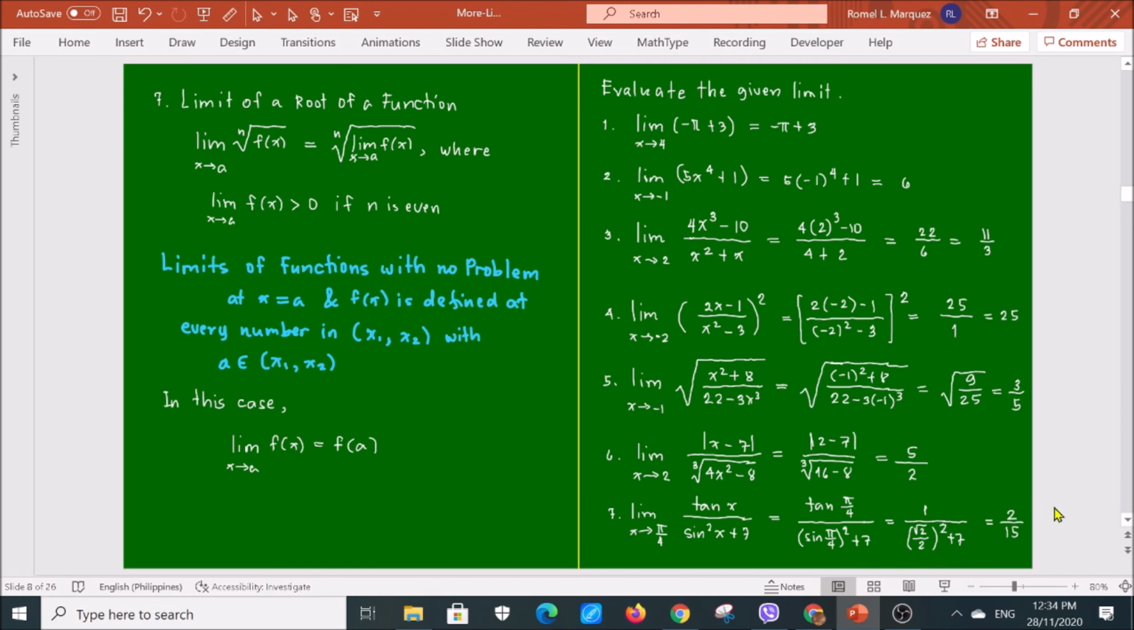Is that correct? Sir, I think it's 1/2. Yeah, it's 1/2. 1/2 here. 1/2 plus 7, when multiplied by 2 over 2, it is 2 over 1 plus 14 is 15. It's 1 over 1/2 plus 7 times 2 over 2. That is 2 over 2 times 1/2 is 1 plus 14. So that is 2 over 15. Okay now, guys?